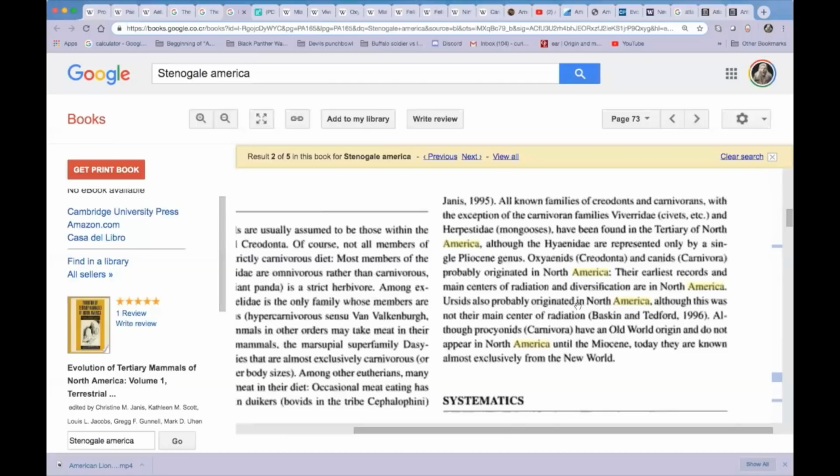Ursids probably originated in North America. Not probably, they did. Although this was not their main center of radiation. Although Procyonids, carnivora, have an old world origin and do not appear in North America until the Miocene, today they are known almost exclusively from the New World. They've been here, all right?